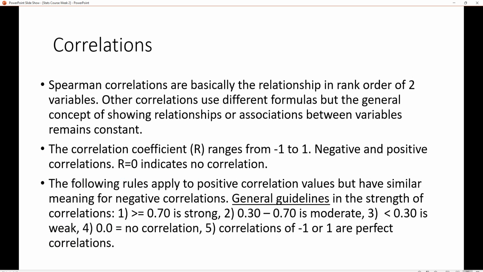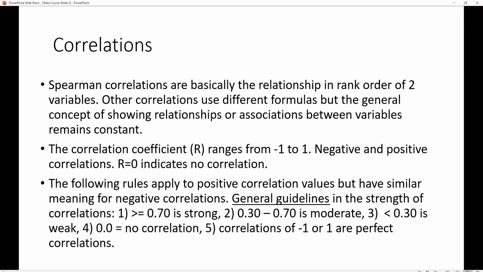So just some general background on correlations. We have probably more than a dozen types of correlations. The Spearman correlations are basically the relationship in rank order of two variables. Other correlations use different formulas, but the general concept of showing relationships or associations between variables remains constant. So learning the Spearman correlation is a good way to understand how correlations work.